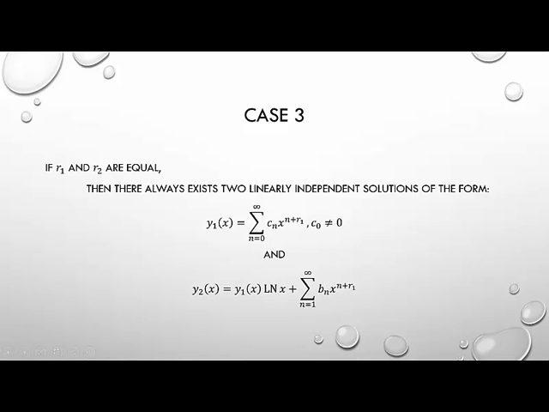The third case is when the roots are the same, multiplicity 2. We're going to find our first solution the same way we found it in all the other cases, and our second solution will have an ln function. The only other thing to watch out for is that the series in your second solution does not have a constant term, so b sub 0 is 0. We start with b sub 1.